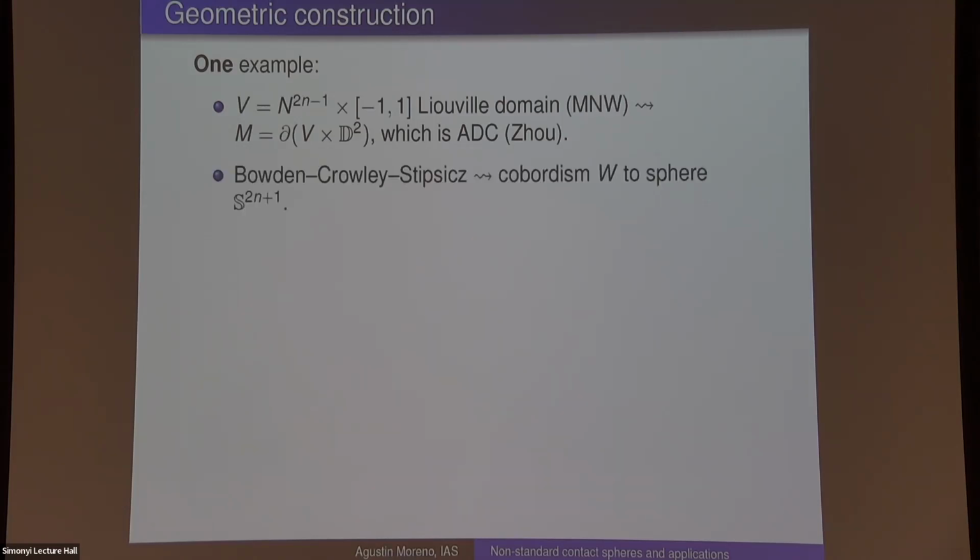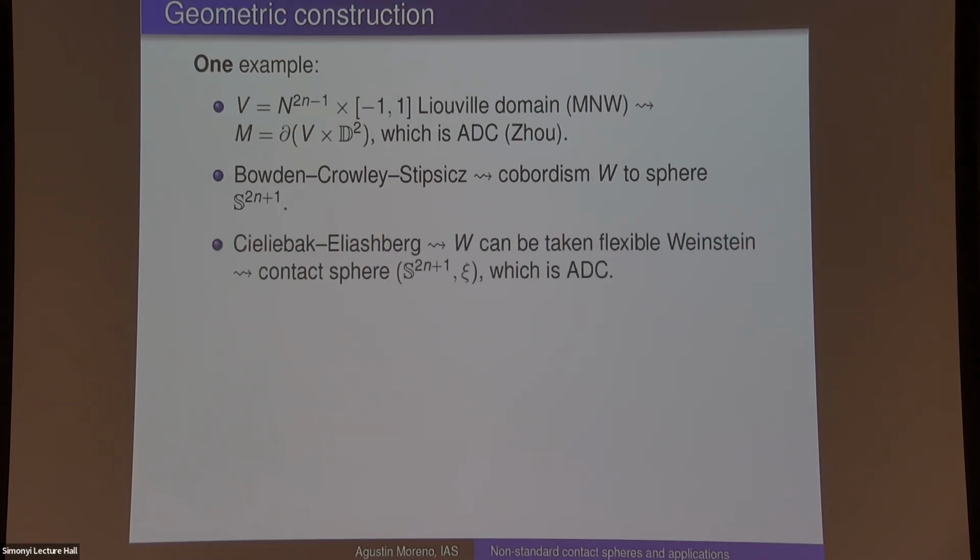And what you will do then after this, well, first of all, this M has a stably trivial tangent bundle. So there's a result of Bowden, Crowley, and Stipsicz that gives you a cobordism W to a sphere. And then you use Cieliebak-Eliashberg's h-principle to say that this cobordism can be realized by a flexible Weinstein manifold. So in particular, you inherit the contact structure in the positive end.